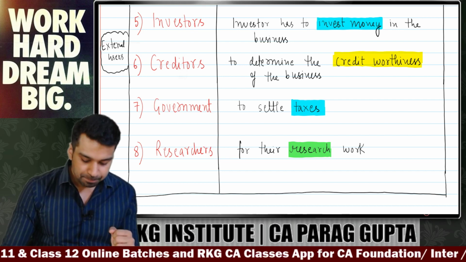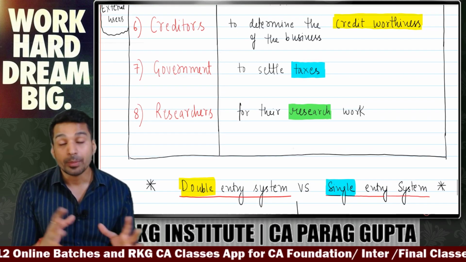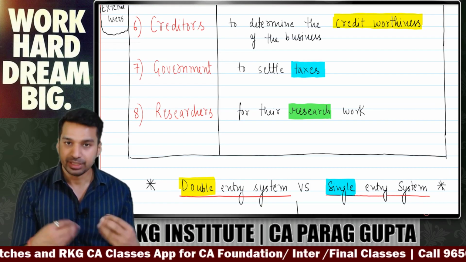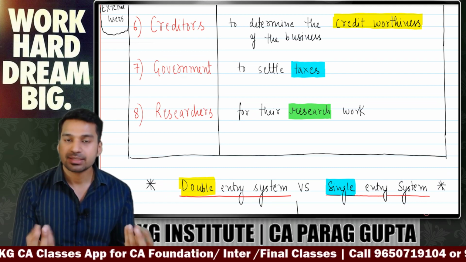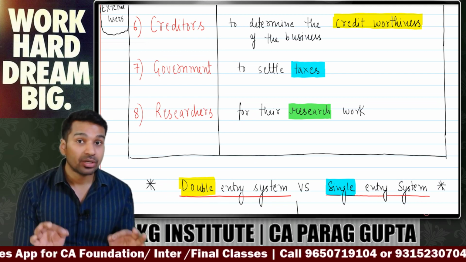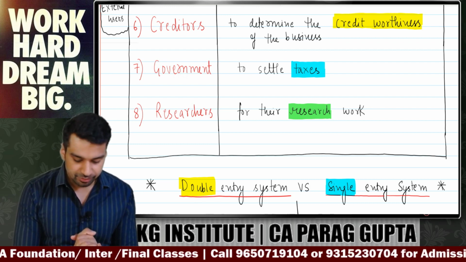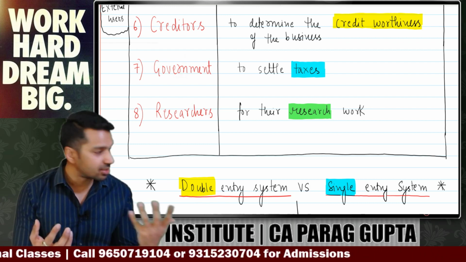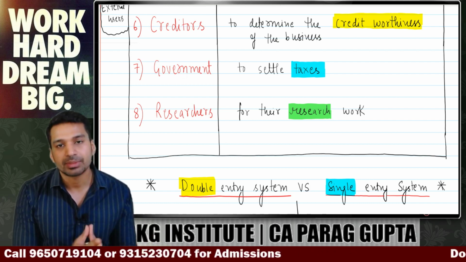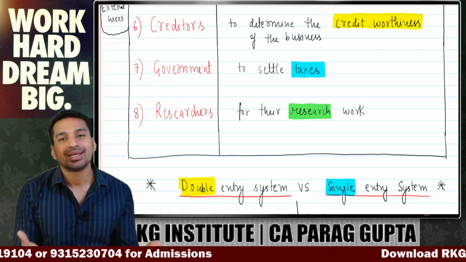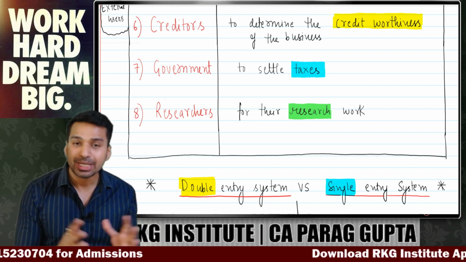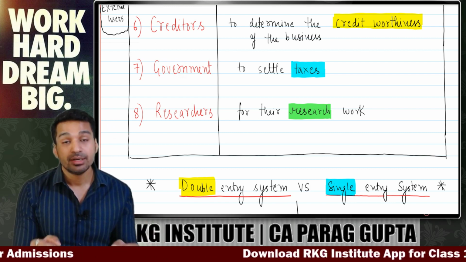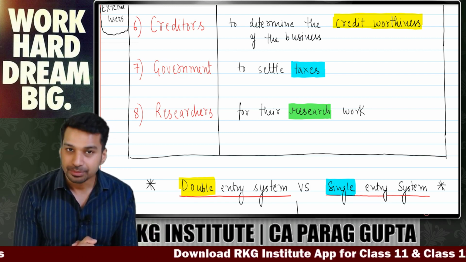Now, government. Why is government interested? Governments want to settle the taxes. We earn the profit and we have to pay taxes to the government. That is why government also is interested in our accounting information. And there are various other people like consumers, public, researchers, etc. They are also sometimes interested in our accounting information. So in totality, there are various users which are interested in our accounting information.